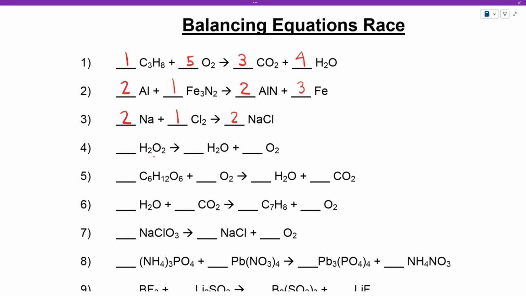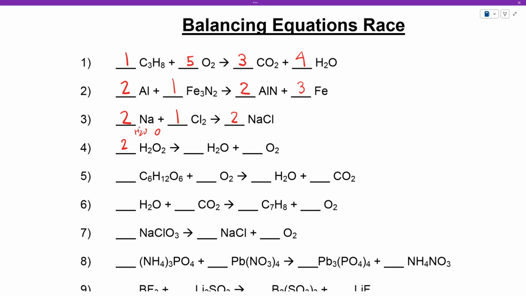For question 4, we have H2O2 yields H2O and O2. This seems to be a decomposition reaction. So we're going to break this down into H2O and O. So how many O's here? We have 2 O's here. Over here we have only 1 O. So we're going to do 2 of these.